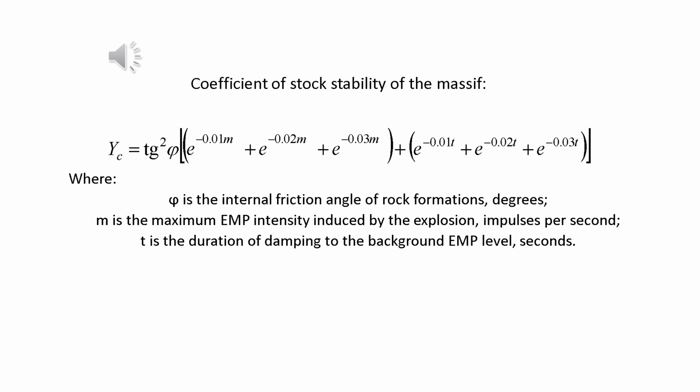and the reserve coefficient of stability of the array can be determined by the formula, where phi is the angle of internal friction of rocks, degrees, m is the maximum of electromagnetic pulses arising under the influence of the explosion, pulses per second, t is the duration of fading to the background level, seconds.